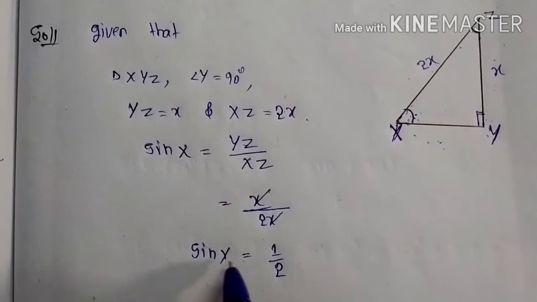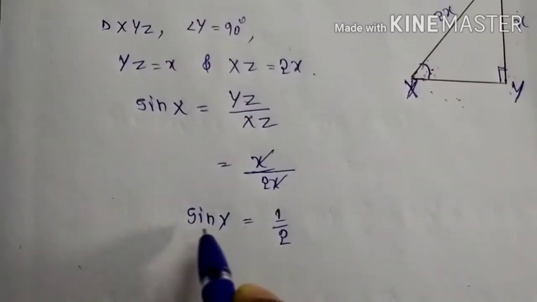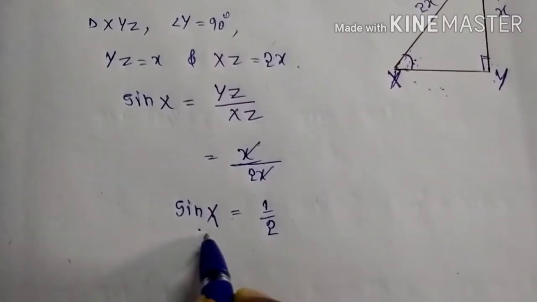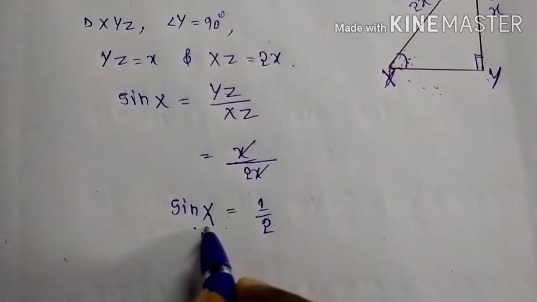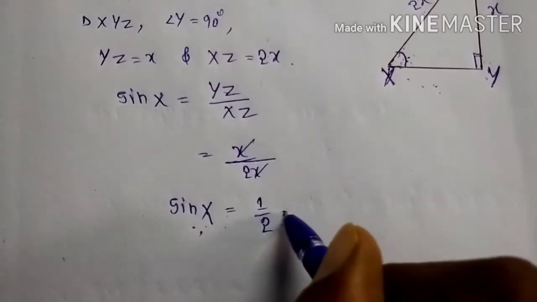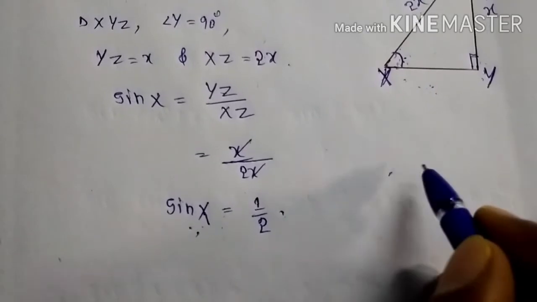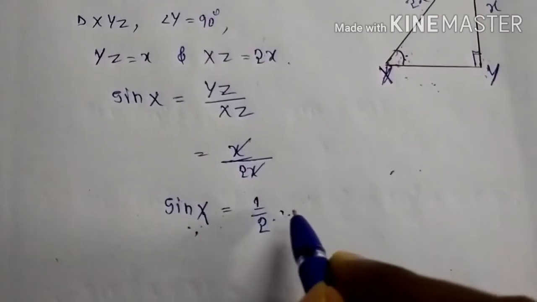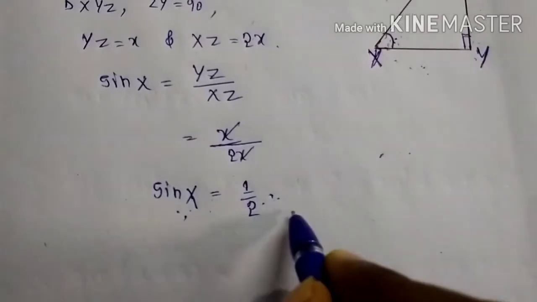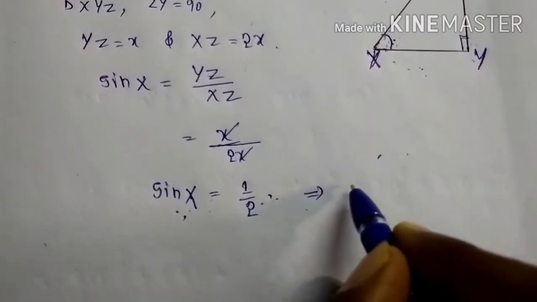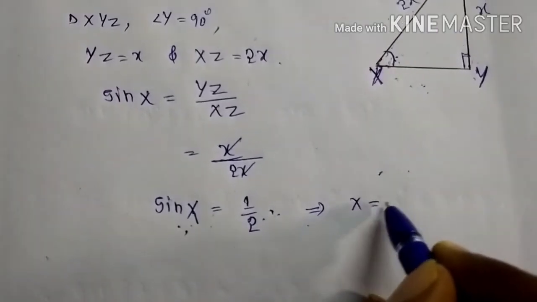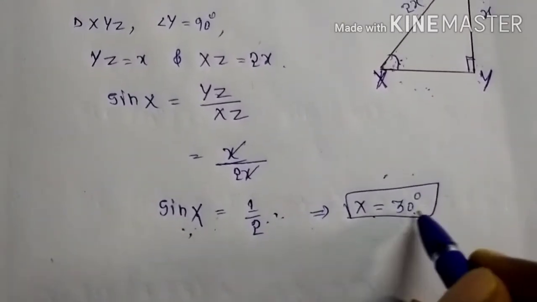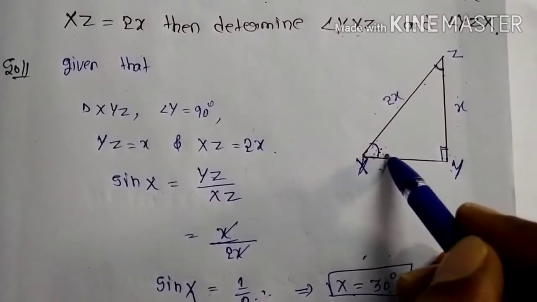Sin x is equal to how much? 1 by 2. In sine ratios, at which angle is the value equal to 1 by 2? Sin 0 is how much? 0. Sin 30 is how much? 1 by 2. Yes or no? Sin 30 is equal to 1 by 2. So you can write, implies, x is equal to 30 degrees. Yes or no? X is equal to 30 degrees means you can consider angle YXZ.